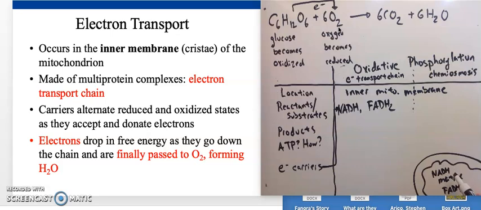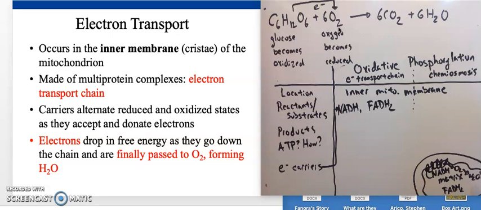The next step, the electron transport chain, is accomplished by a series of proteins that are embedded in the inner mitochondrial membrane. And what happens is the electrons are going to get passed from the electron carriers to these proteins. And then that protein is going to pass it to the next one. So this protein will become oxidized, this one will become reduced, this one will become oxidized, this one will become reduced, and so on and so forth, until they eventually pass the electrons to oxygen and it forms water.